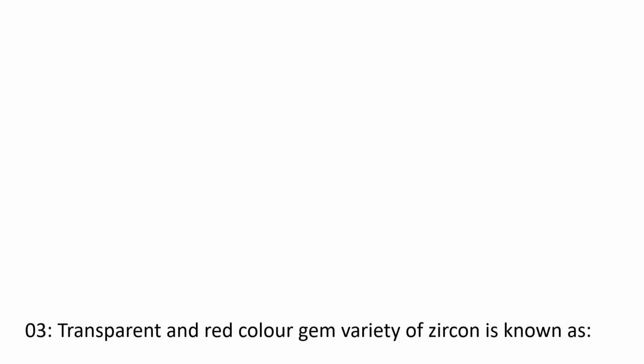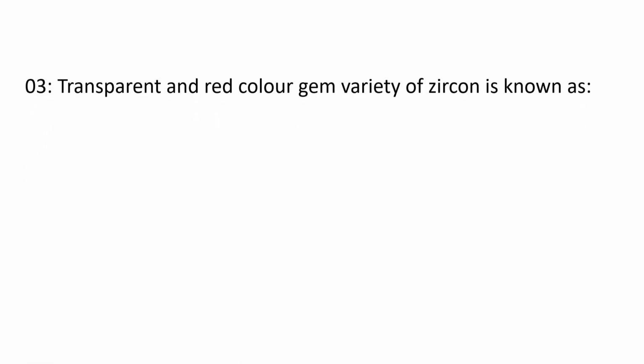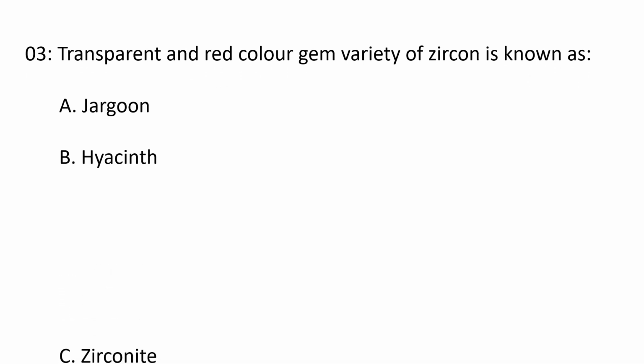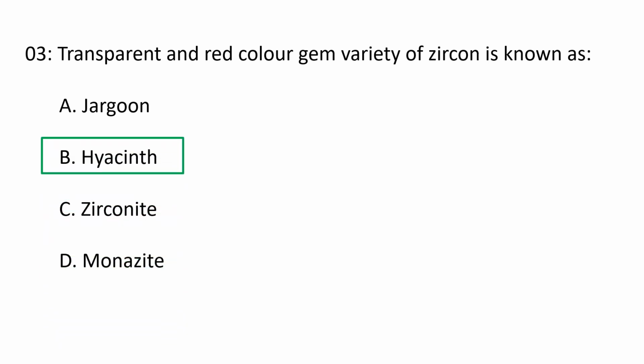Next question. Transparent and red colored gem variety of zircon is known as A. Zargoon, B. Hyacinth, C. Zirconite and D. Monazite. So transparent and red colored gem variety of zircon is known as B. Hyacinth. Zircons were once called jacinth or hyacinth in older writings. Zircons are exceptionally brilliant gemstones, with the highest refractive index of any natural transparent gemstone. So B. Hyacinth is the correct option.